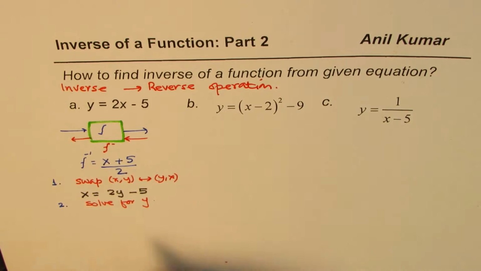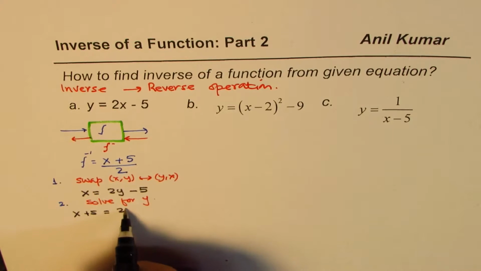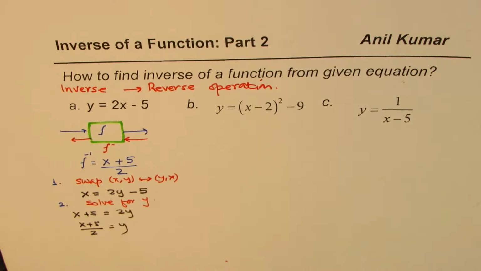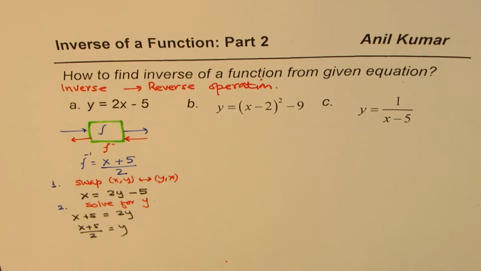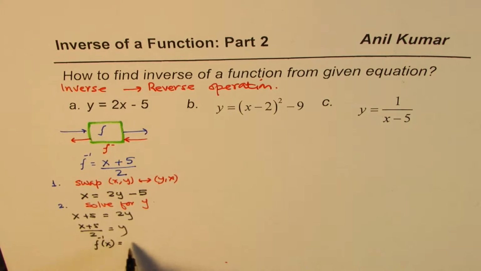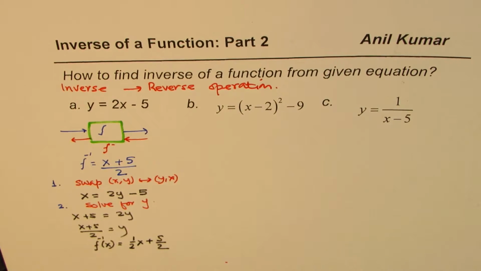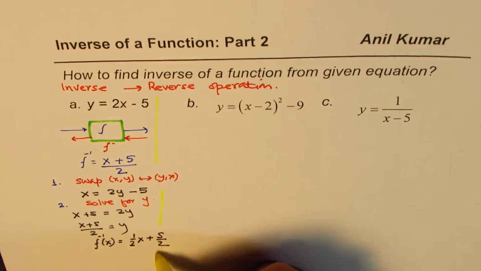So let's solve for y now. Solving for y means taking 5 across, this time it is 2y, and what is y? Divide by 2. Perfect. Done. So what we get is exactly what we had written earlier. You could also write this as half x plus 5 over 2, but both are the same thing. I hope these steps are absolutely clear, and that is how we'll find the inverse of a function.